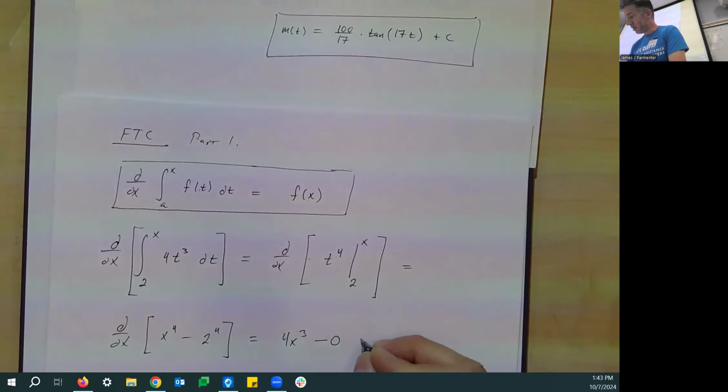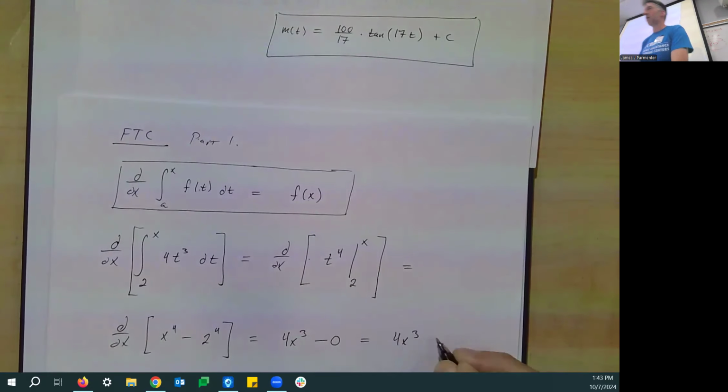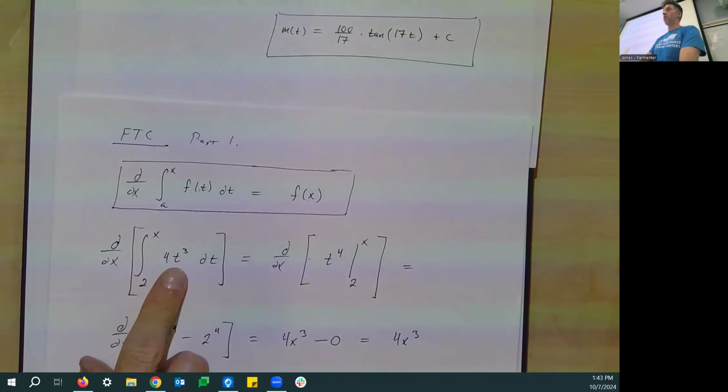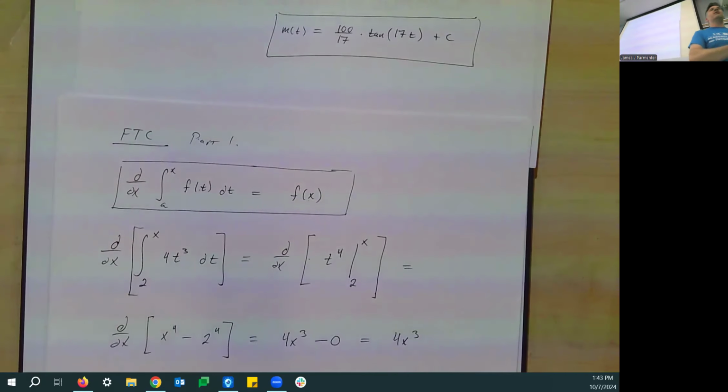So look, we exactly got what we thought we were going to get. We started with the function 4t cubed. We anti-differentiated it. We plugged in x instead of t. We took the derivative and we got exactly back to where we started, except we're using a different variable. But that's the whole point, is that the derivative of the antiderivative gets you back where you started.